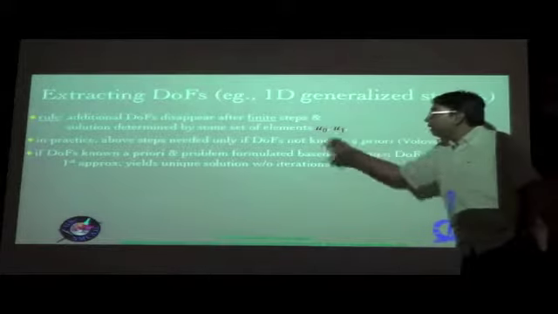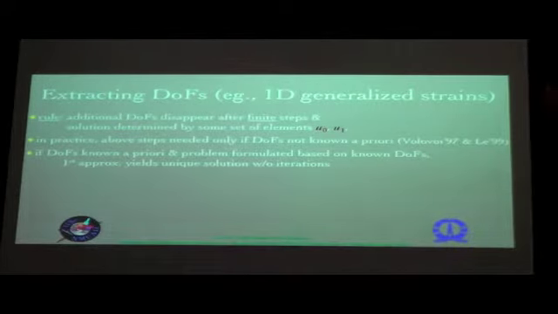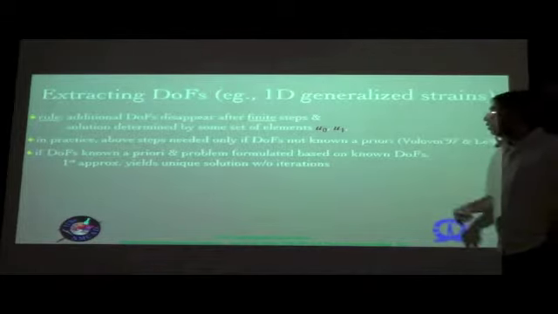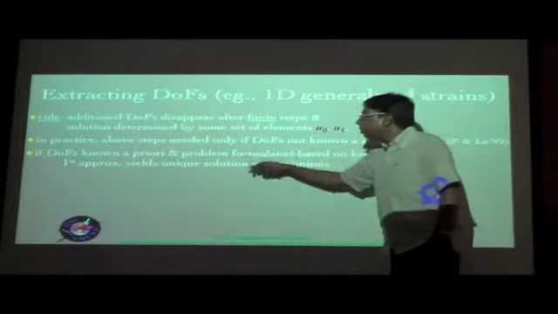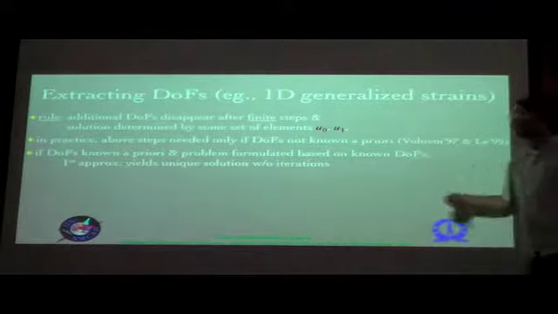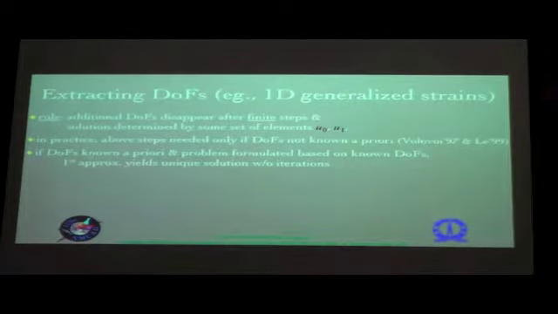Okay, so if the degrees of freedom are already known, the problem is formulated based on those degrees of freedom. That is what we are doing in our case. The first approximation yields a unique solution without the iterations that we talked about in the previous slide.